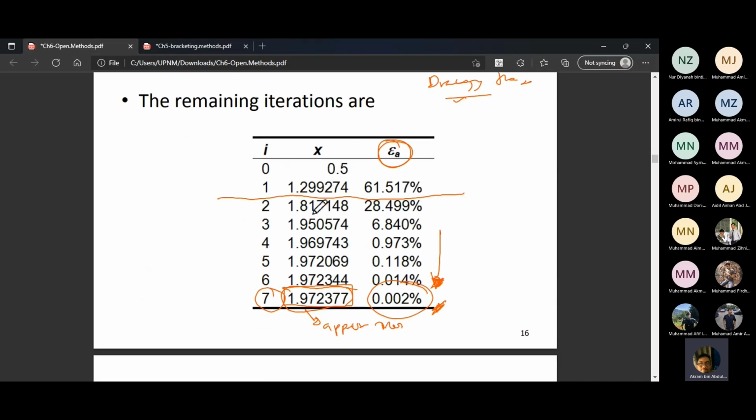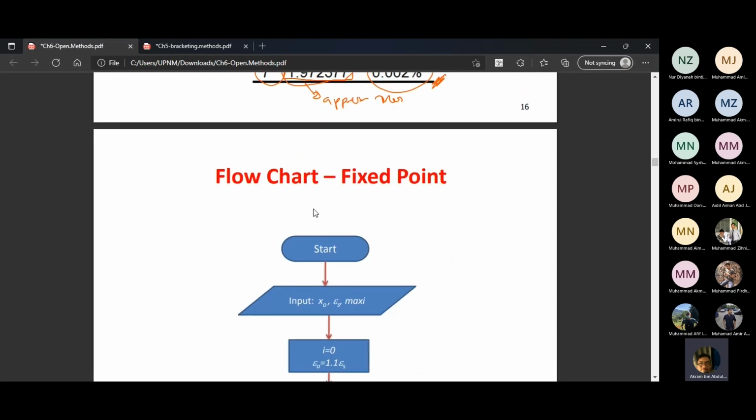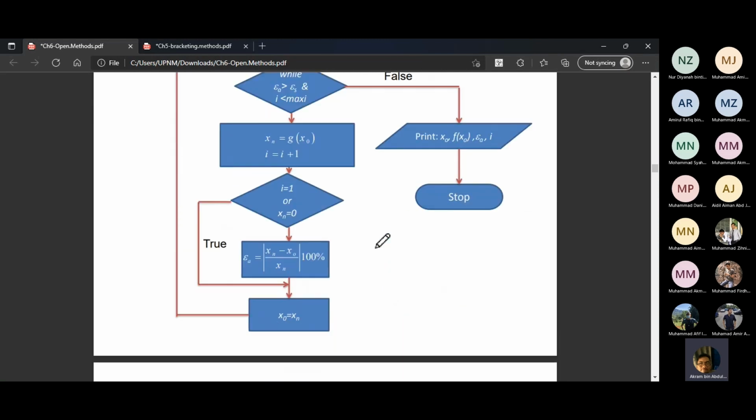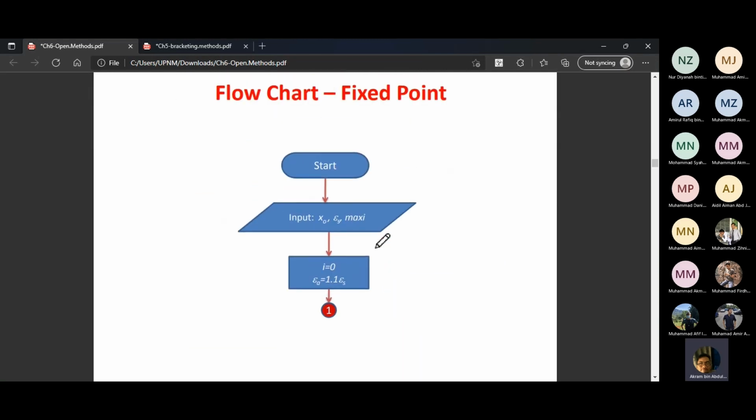Or if you can find the true root, then you can find the epsilon t value, or the true representative error, or the true error value. And if you want to program the fixed point using MATLAB, you can follow this given flowchart, where the input will take 3 conditions: the initial value, the value of epsilon s, the pre-specified error, and the maximum iteration value.